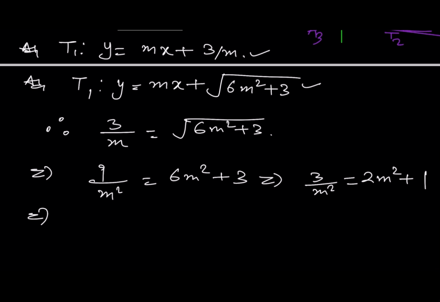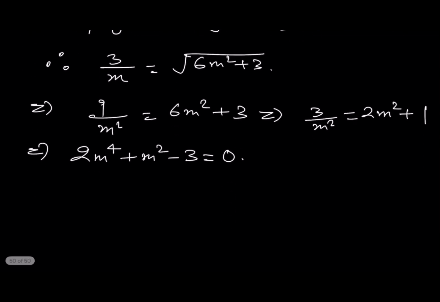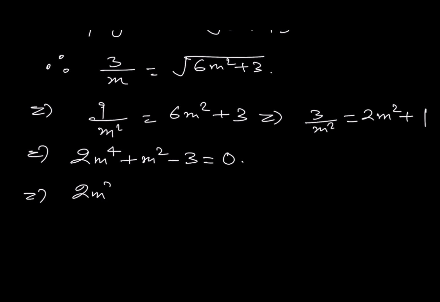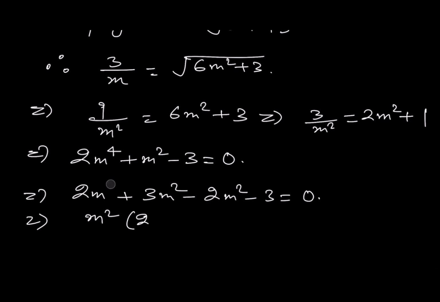Cross multiplying, this will be 2m to the power 4 plus m square minus 3 is equal to 0. So this is 2m to the power 4 plus 3m square minus 2m square minus 3 is equal to 0. So m square times 2m square plus 3, minus 1 times 2m square plus 3 is equal to 0.